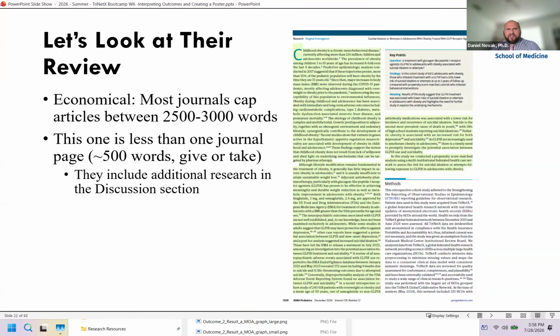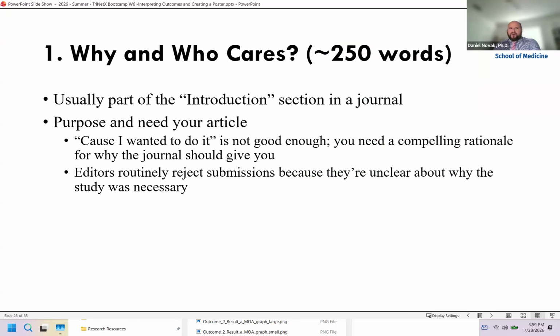So let's look at their review. Their review is highly economical. Most journals cap words between 2,500 to 3,000 words, and this is less than one page, about 500 words, give or take, in this journal to establish why this study needs to be done and what the purpose of it is. So again, the why and who cares is usually part of the introduction section in a journal.